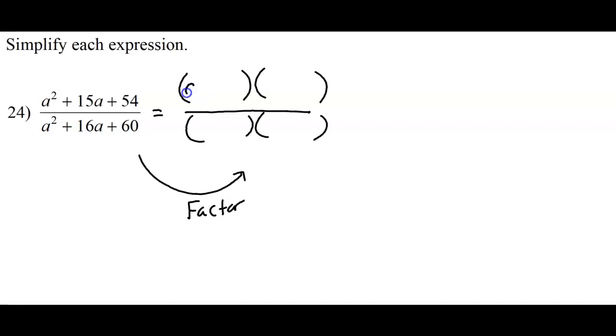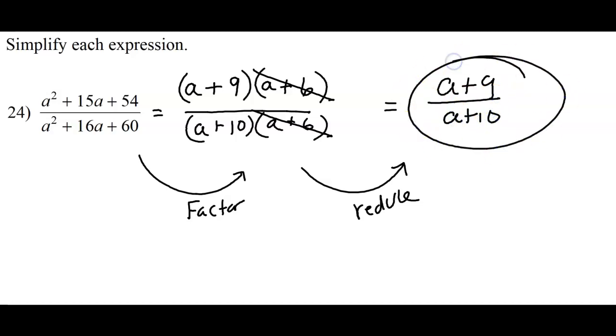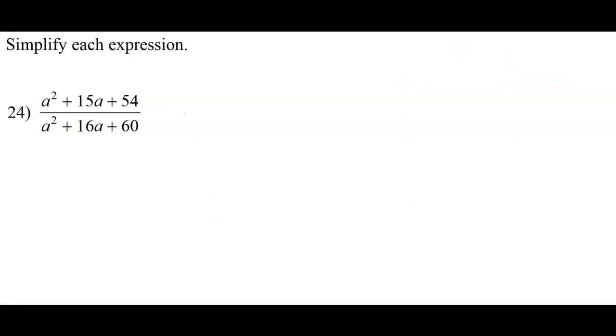So the top, using the box method, would give me the following. The bottom, if you factor it, would give me the following. And after that, you're basically going to reduce. So if you see any factors on the top that match factors on the bottom, then they can divide each other out. And so I'm left with a plus 9 over a plus 10. Okay, so factor and then reduce.